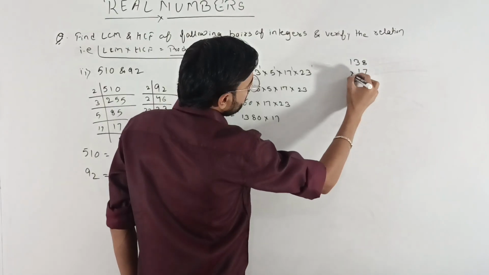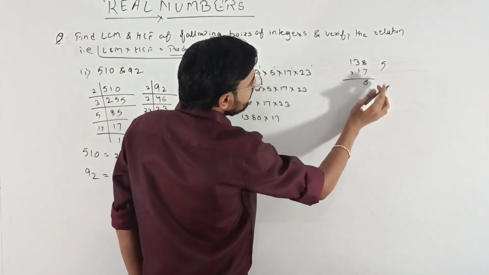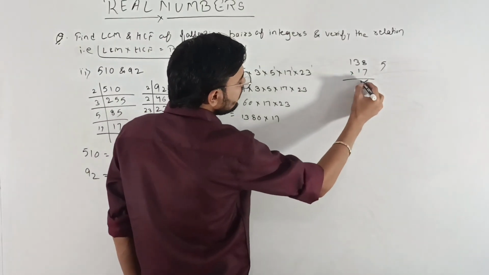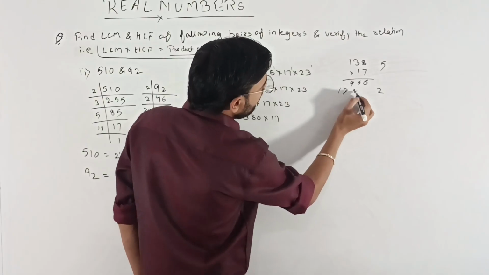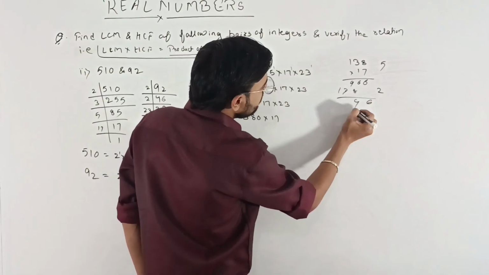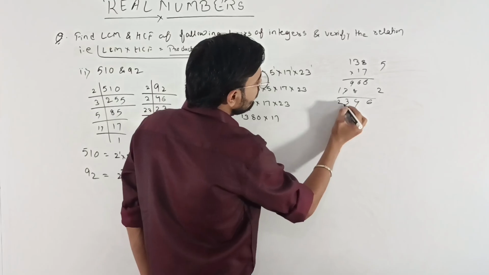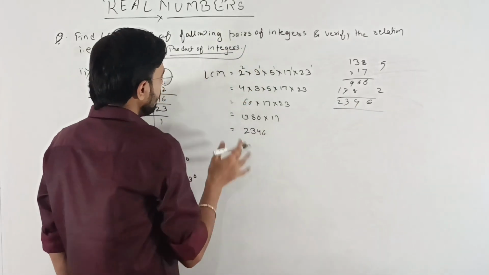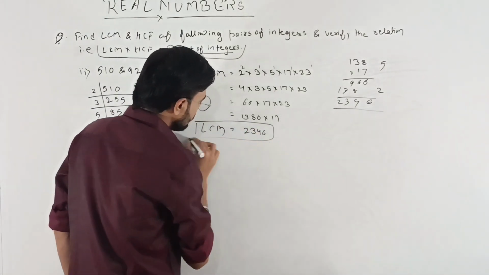138 times 17. 7 times 8 is 56, carry 5. 7 times 3 is 21. 21 and 5 is 26, carry 2. 7 times 1 is 7, and 2 is 9. 1 3 8, 6 times 8 is 48 and so on. This is 23460. Now LCM is 23460.